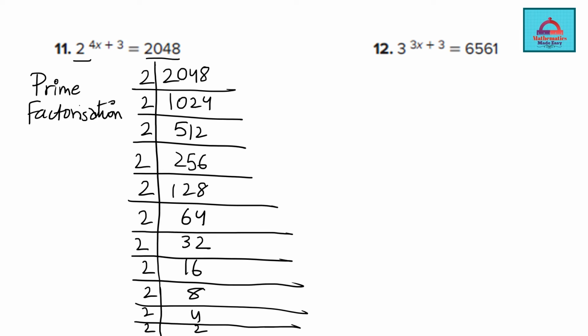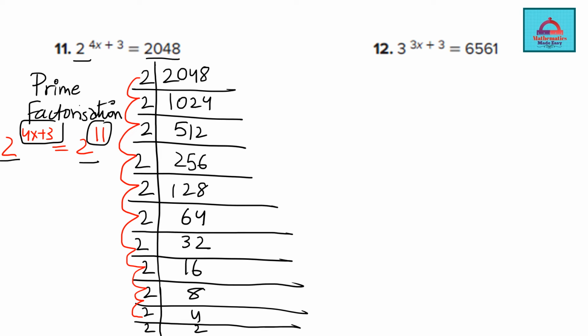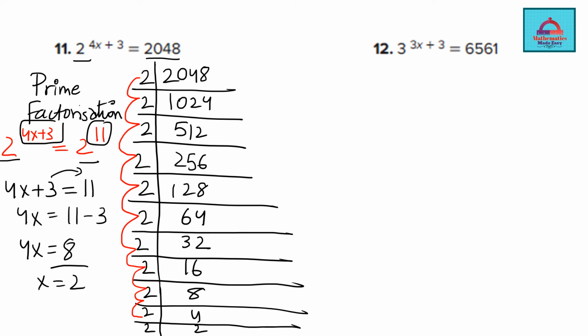So big prime factorization: 2, 3, 4, 5, 6, 7, 8, 9, 10, 11. 11 times. So 2 to the power 4x plus 3 is equal to 2 to the power 11. Bases are the same, so powers have to be the same. So 4x plus 3 has to be equal to 11. Let's solve. 3 goes on the other side. 11 minus 3, so 4x equal to 8, or x is 2 here.